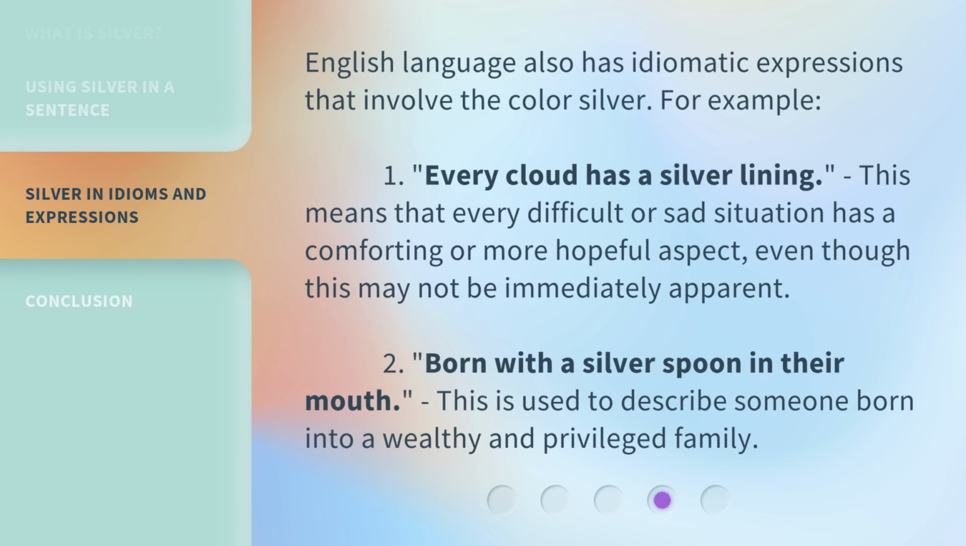English language also has idiomatic expressions that involve the color silver. For example, 1. Every cloud has a silver lining. This means that every difficult or sad situation has a comforting or more hopeful aspect, even though this may not be immediately apparent. 2. Born with a silver spoon in their mouth. This is used to describe someone born into a wealthy and privileged family.